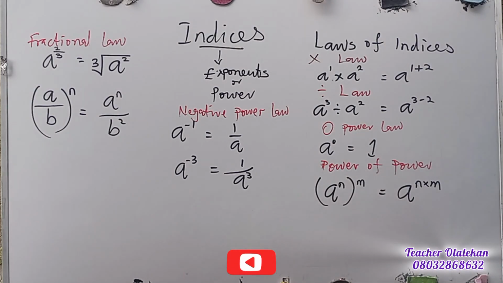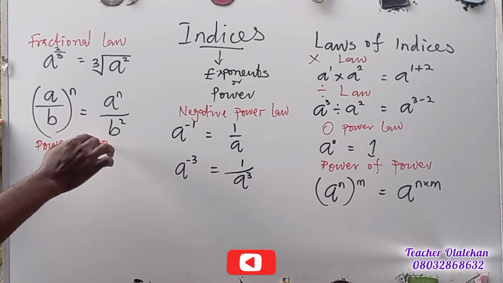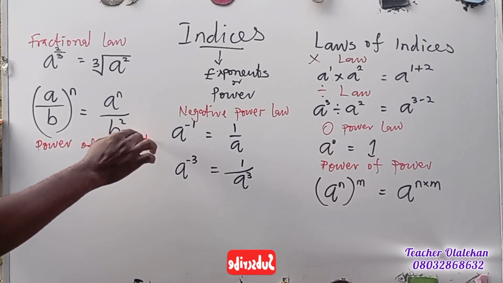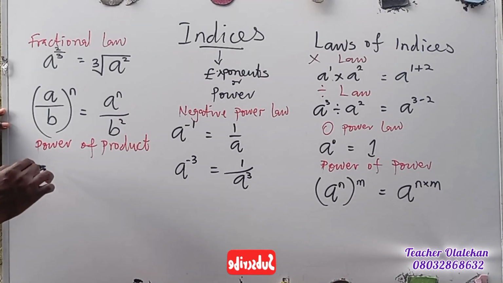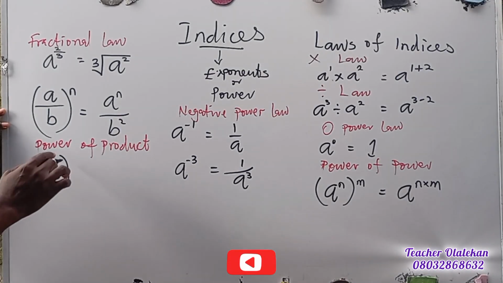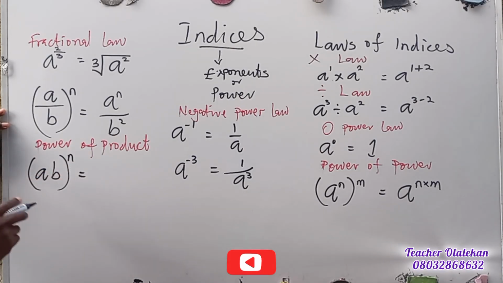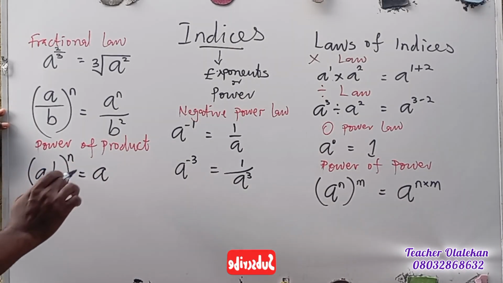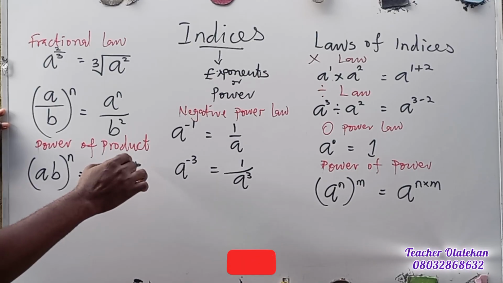In another way, you may also have two figures in a bracket that is a power of products. Let's look at the power of products before we call it a day. What power of product simply means is that in case you have something like ab raised to exponent n, let's use n as the unknown, this simply means a raised to power n multiplied by b raised to power n.